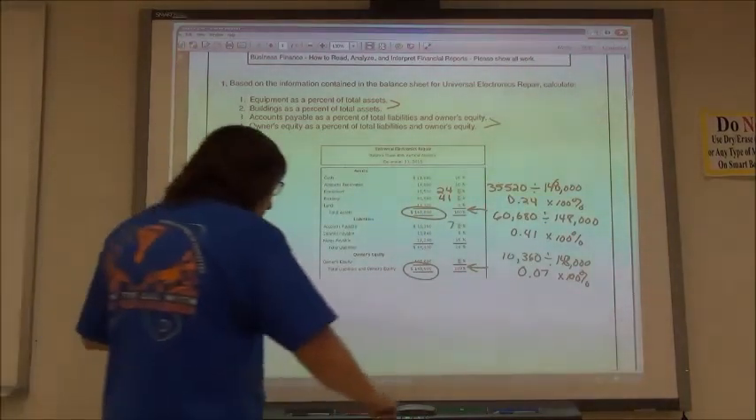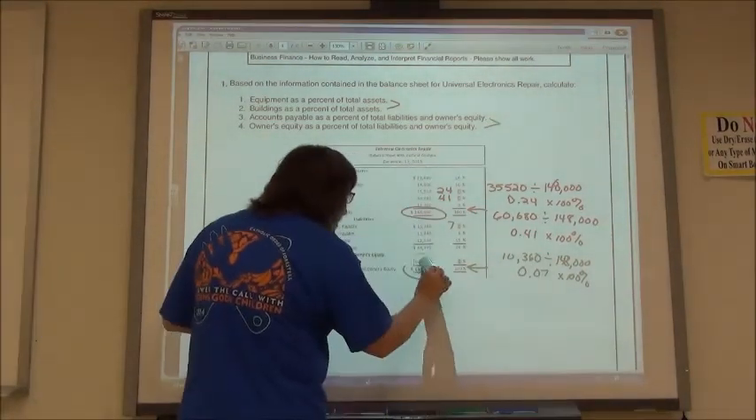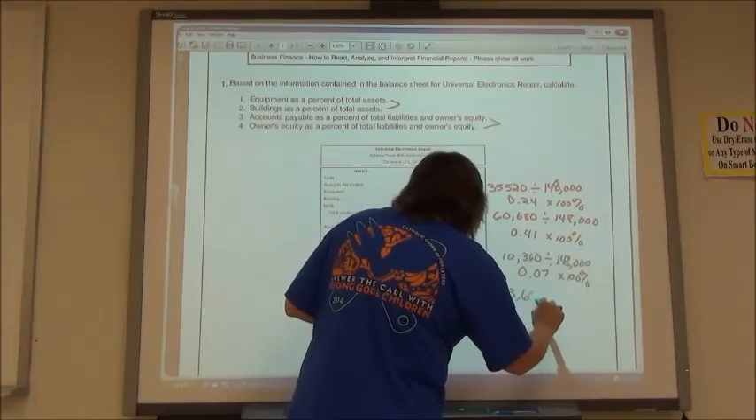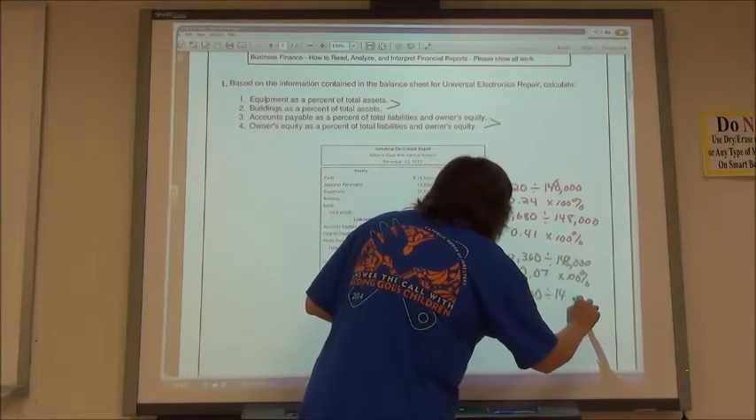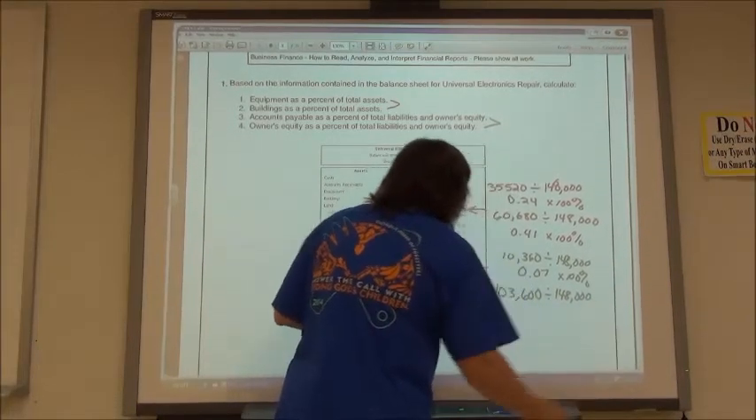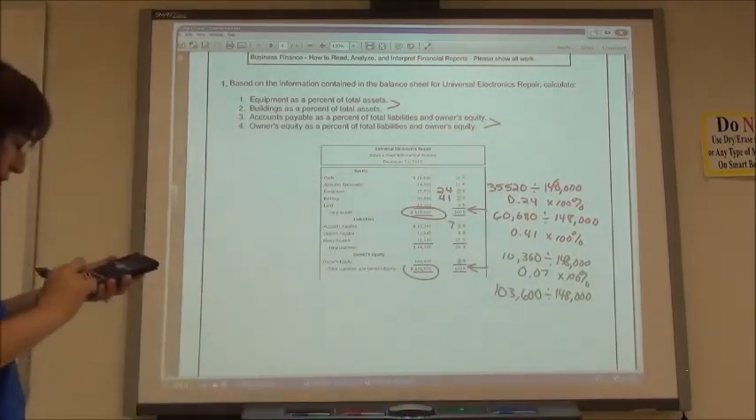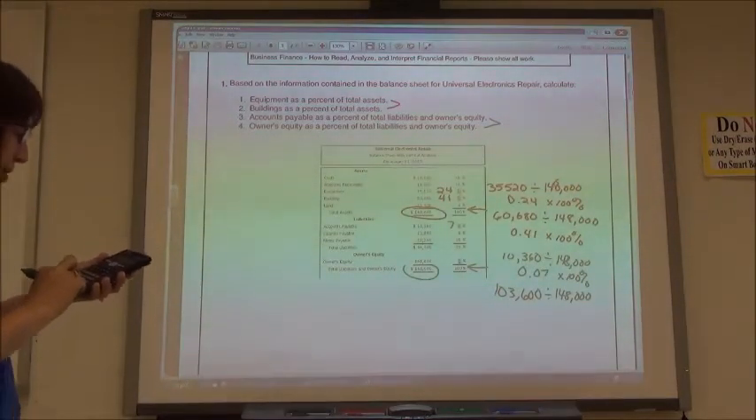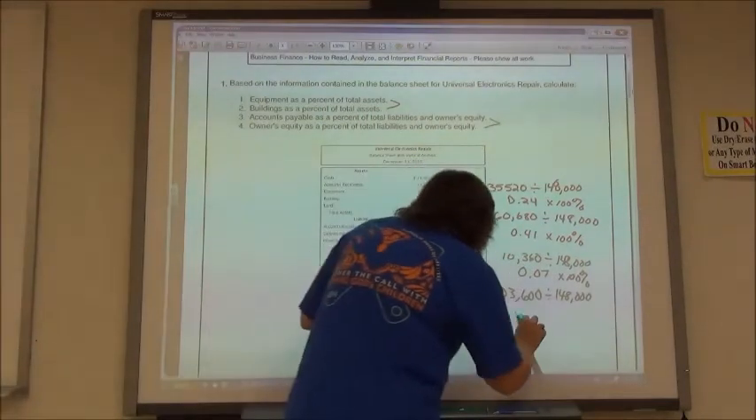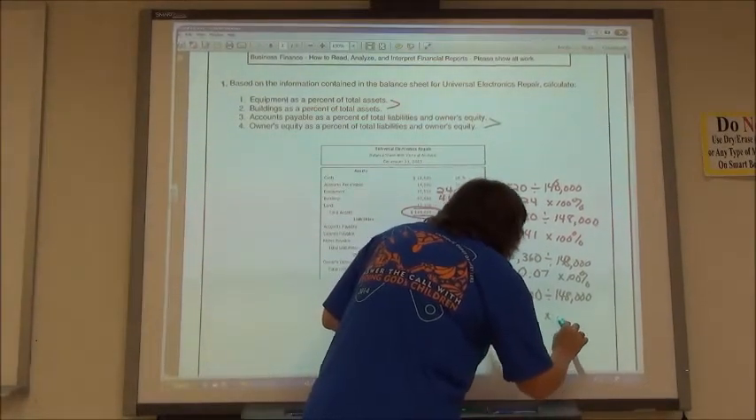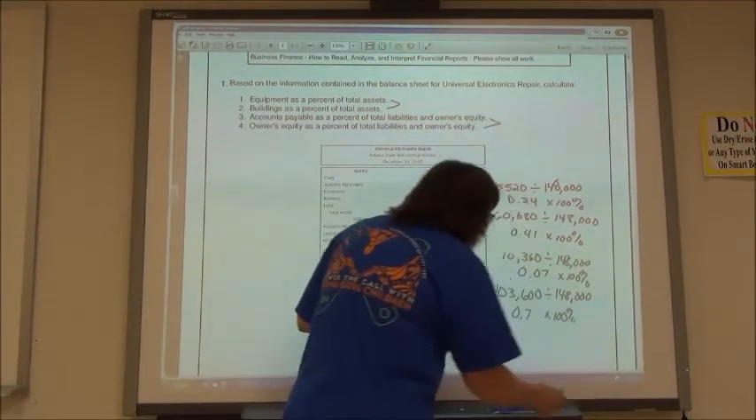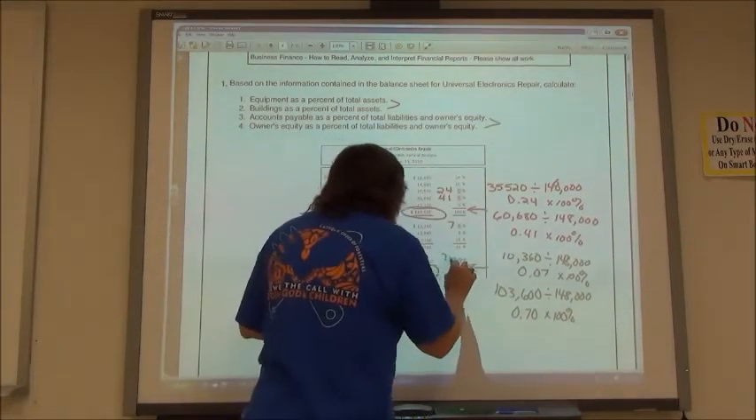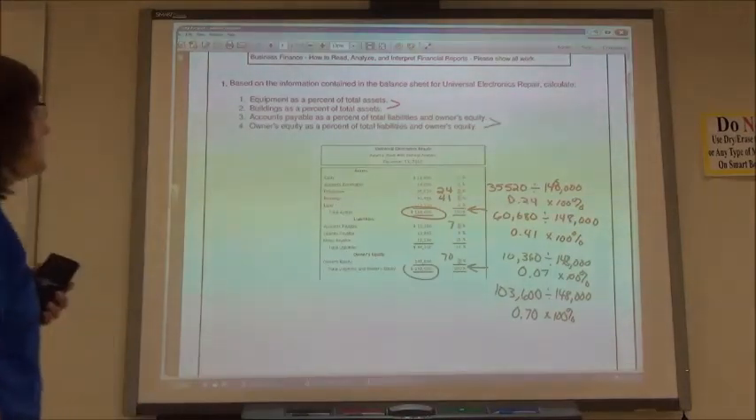If I do my owner's equity, I got to do a little erasing because I scribbled too high. I'm going to take my 103,600 and divide it by my 148,000. So 103,600 divided by 148,000, I get 0.7. Keep in mind that when you times that by 100, 0.7 is 70%. So 70%.